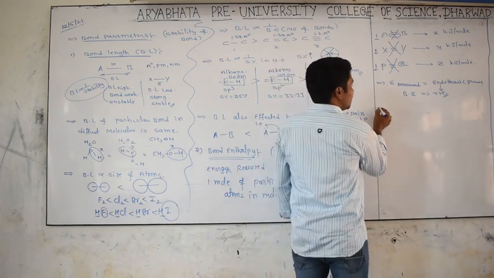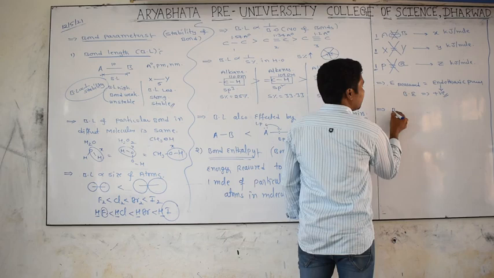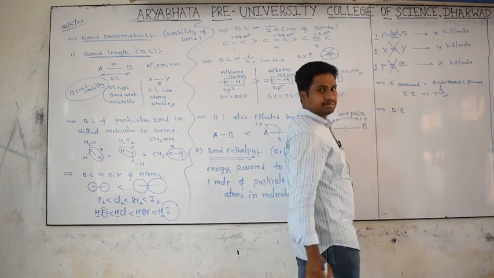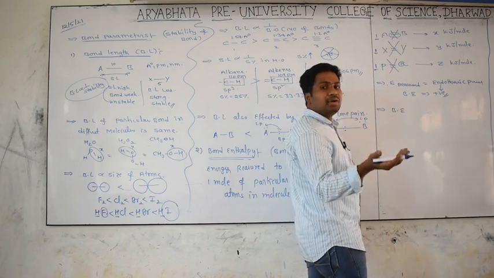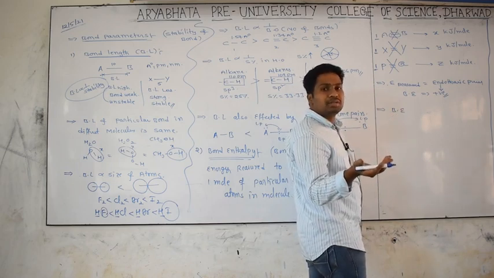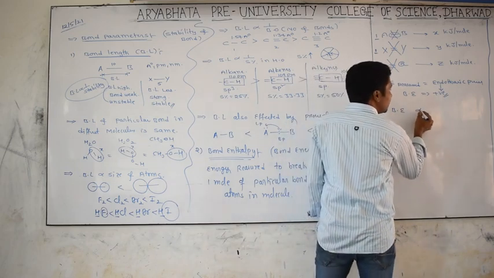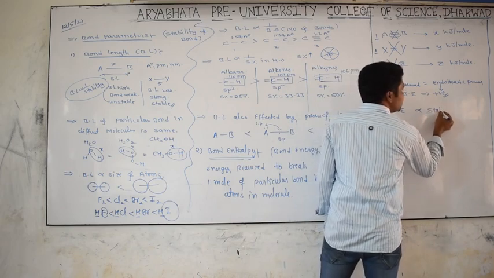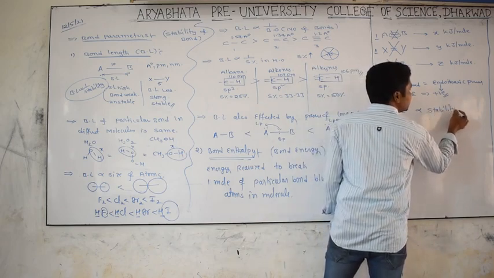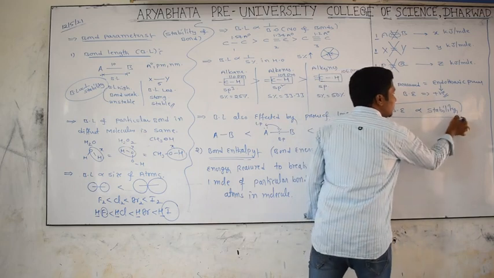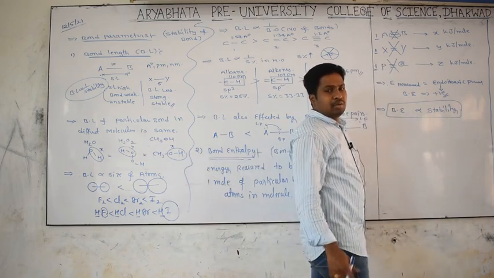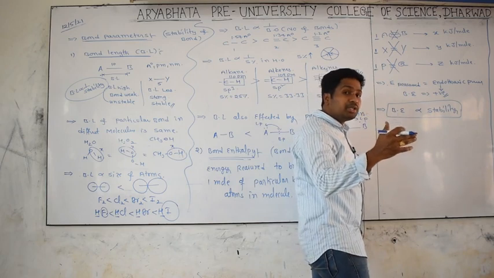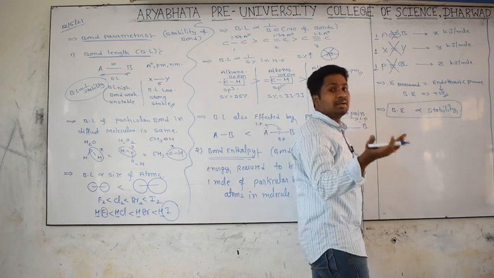And I want to tell you the relation between bond energy and stability. If the energy required to break the bond is high, then the bond is stable, the molecule is stable. That's why bond energy is directly proportional to which concept? Stability. This is important. But what is the relation between bond length and stability? Inversely proportional. The more energy required to break the bond, the more the stability.